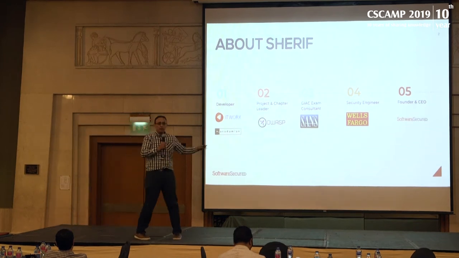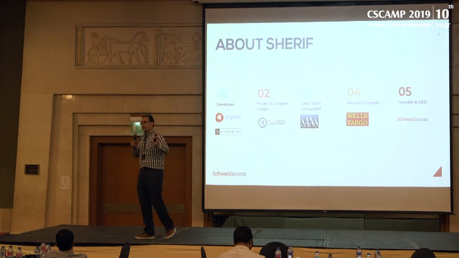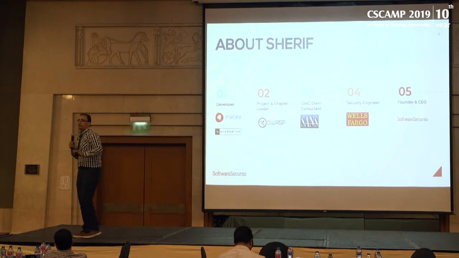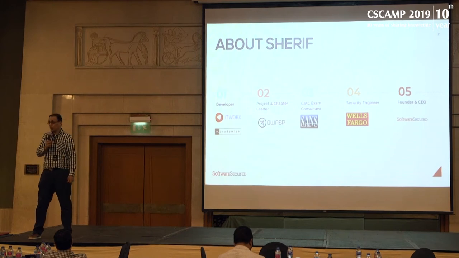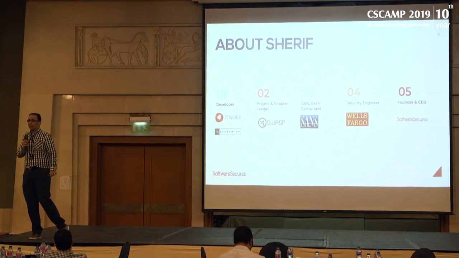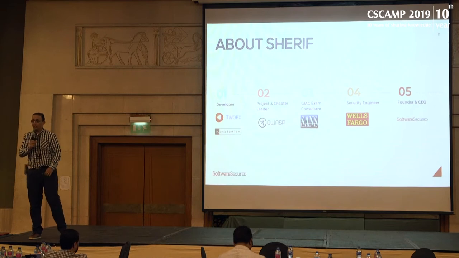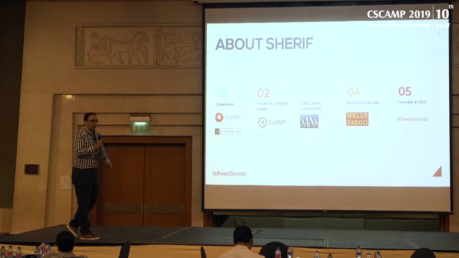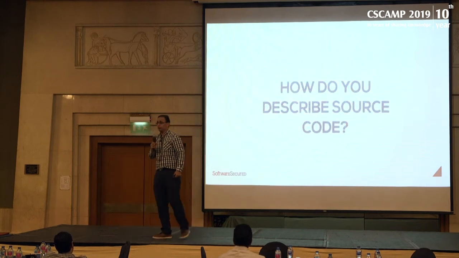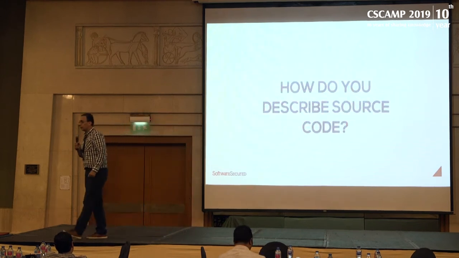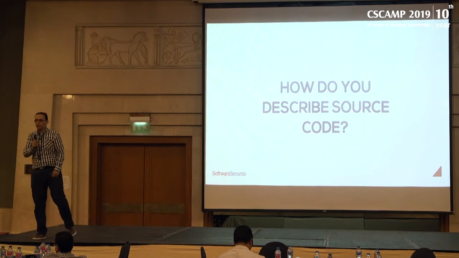Before this talk, I did a very, very rough count, and I find I have reviewed a little bit more than 100 million lines of code. There's a bunch of things that I learned across this journey, and I'd like to share that with you right now. Before we do that, how do you describe source code? What is source code?